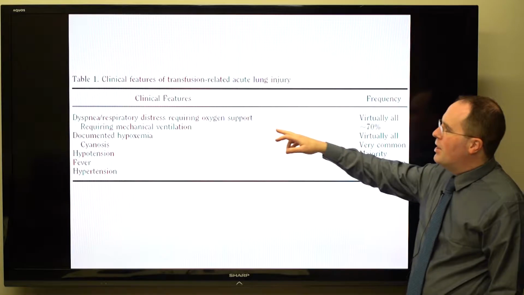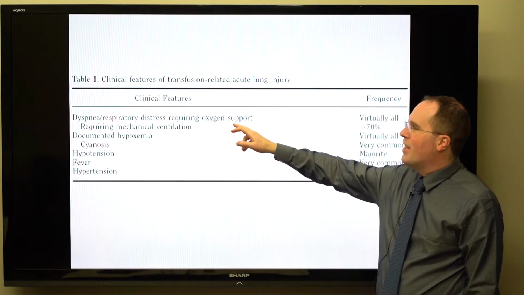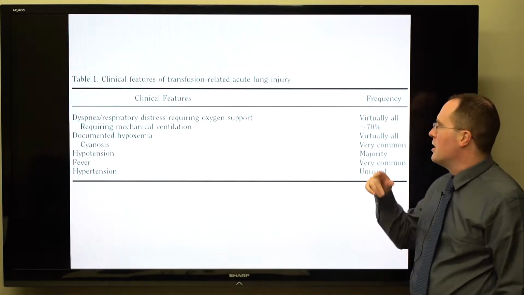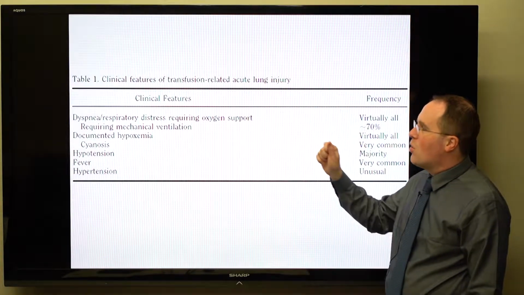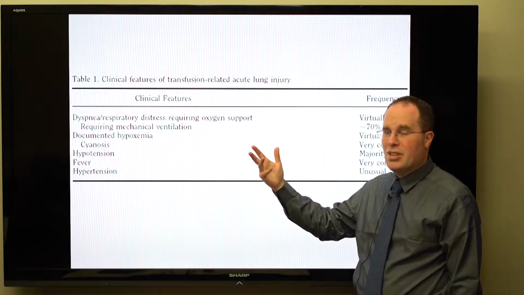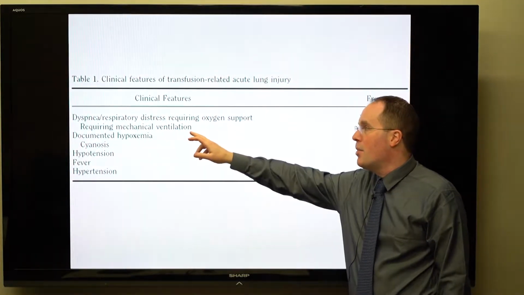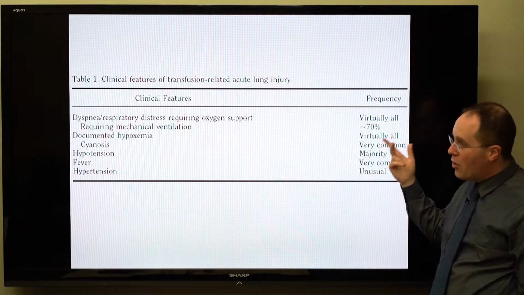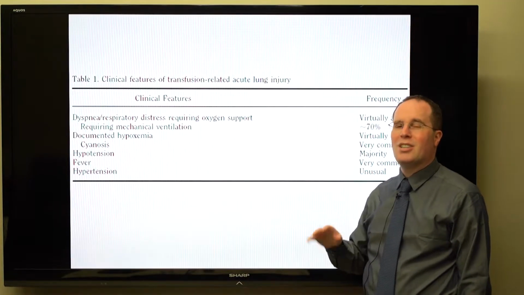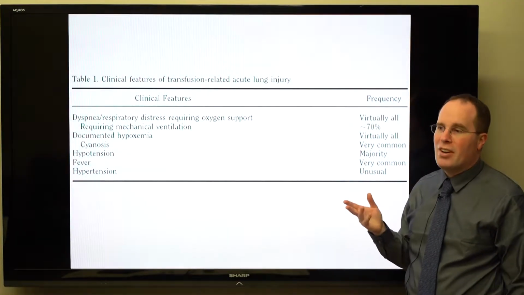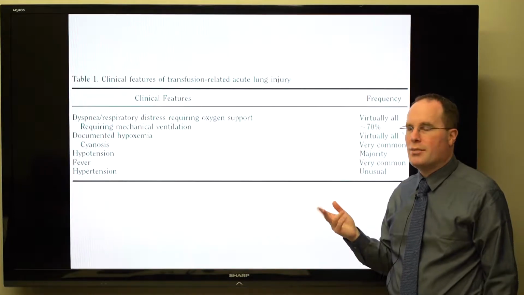And number two, the severity, I feel like, is probably missing from those criteria, that most all patients with TRALI require oxygen as therapy in order to get over the hump, and a large majority even require mechanical ventilation, right? So another way to say it is it's very unusual to see just a touch of TRALI.